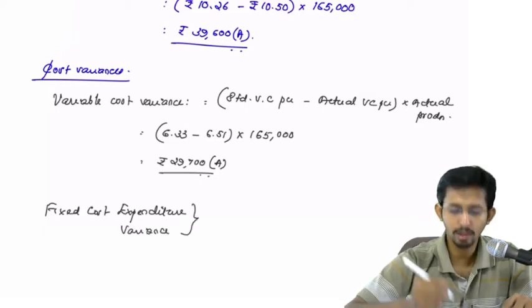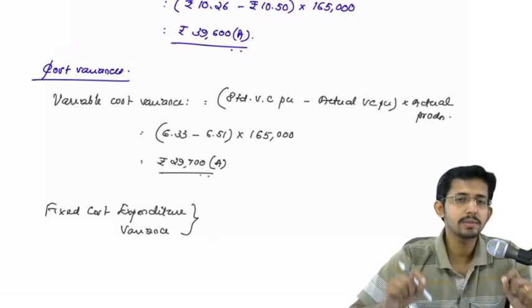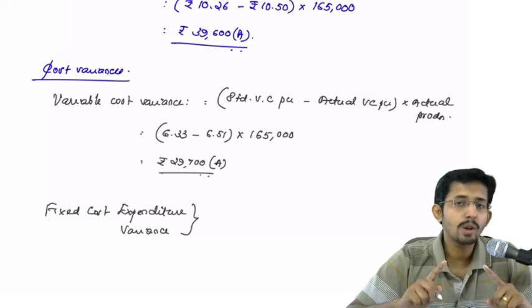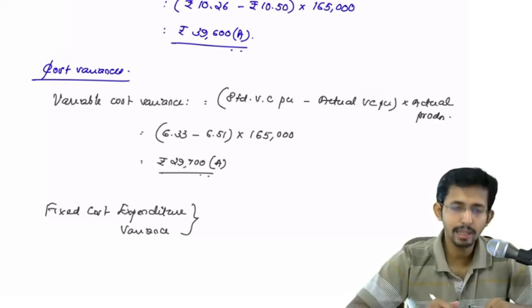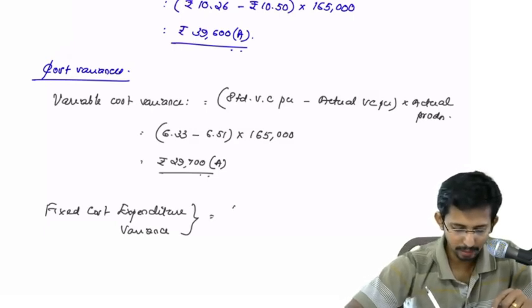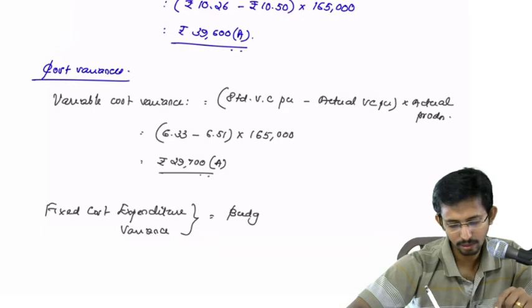Why only fixed cost expenditure variance? We have already seen that. Here we are using standard marginal costing. In standard marginal costing, there won't be any fixed overhead volume variance. So directly you can write here fixed cost expenditure variance. That is the difference between budgeted fixed cost and actual fixed cost.